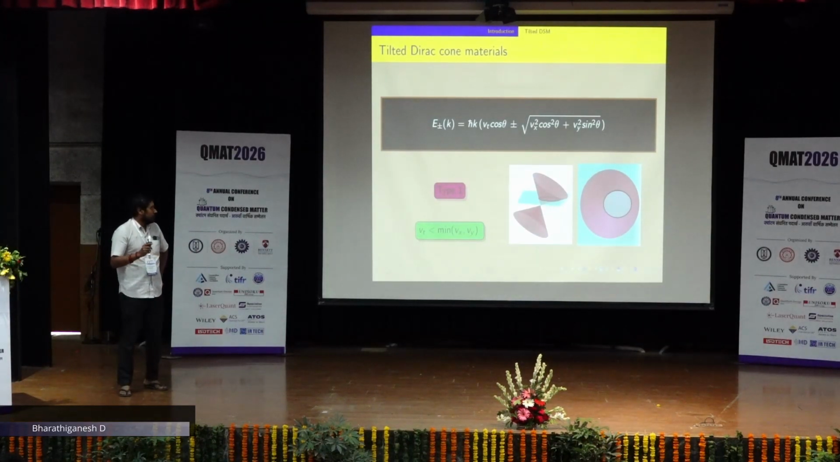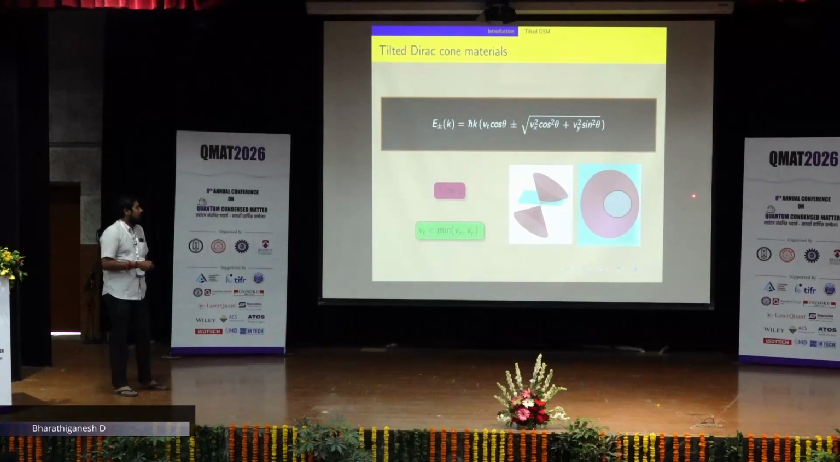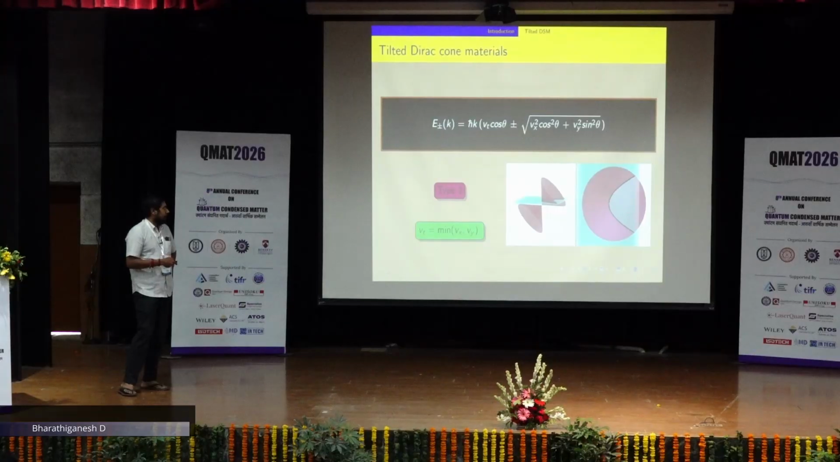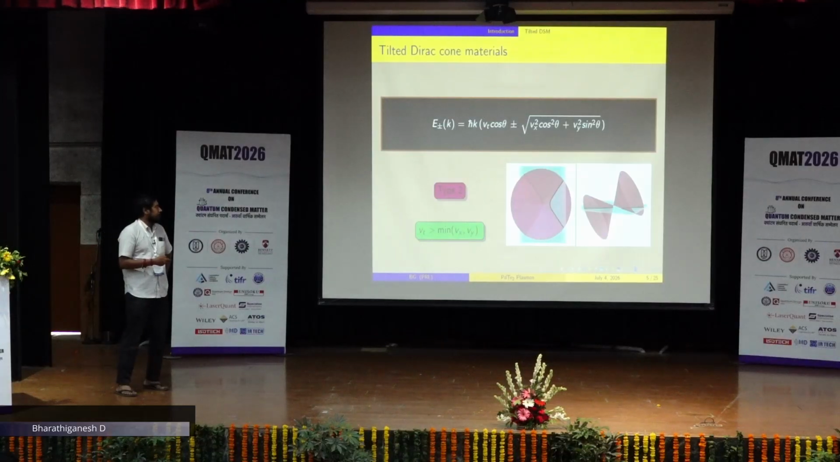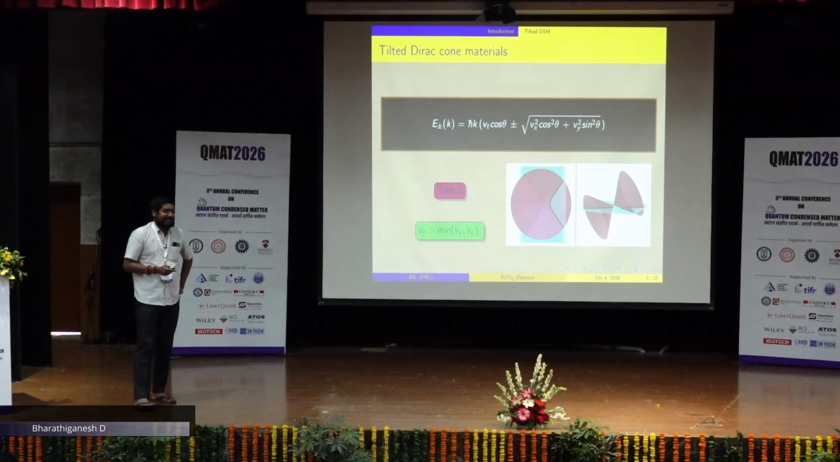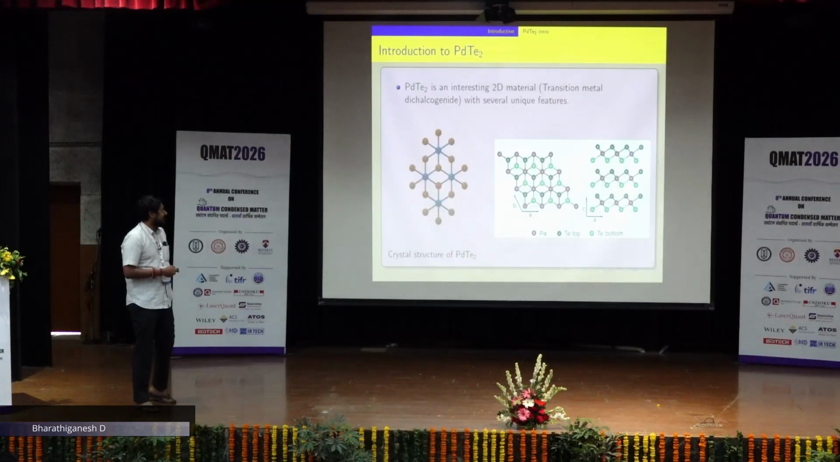In type 1, the cones are slightly tilted, and the Fermi surface, when you dope the system, is still an ellipse. It's still closed. For type 3 it becomes a parabola, and for type 2 it's a hyperbolic Fermi surface. So this is a very rudimentary introduction to tilt in Dirac materials.